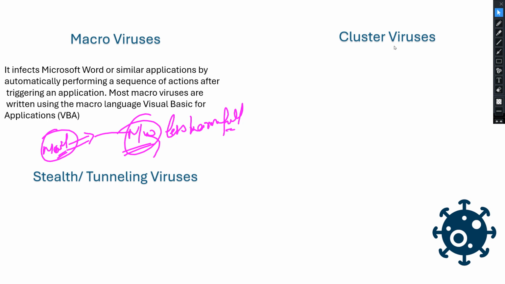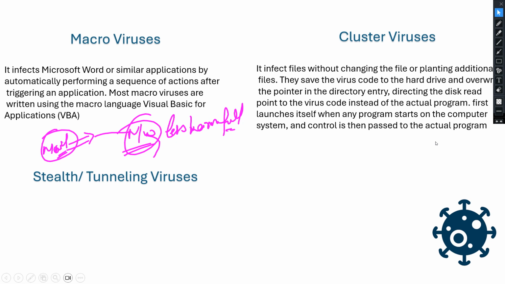cluster viruses. Okay, so cluster viruses infect the files without changing the file and planting additional files. They save the virus code to the hard drive and override the pointers in the directory entry. Okay, and the disk reads are directed to point to the virus code instead of the actual program. It first launches itself when any program starts on the computer system, and control is then passed to the actual program.